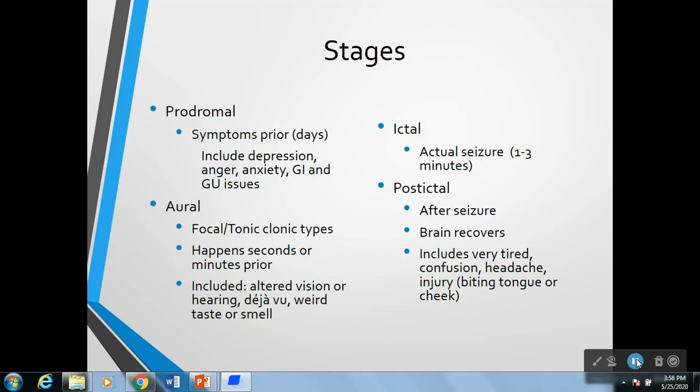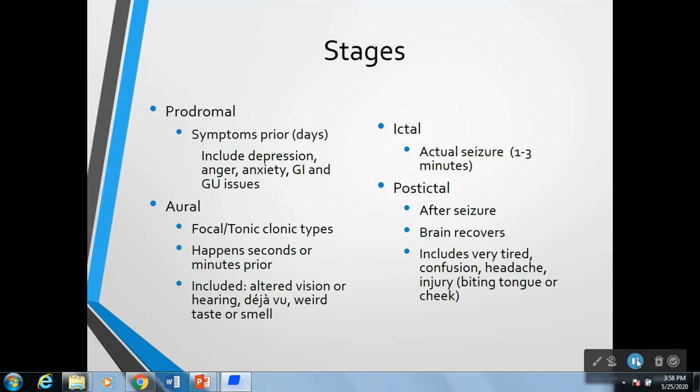Let's talk about the different stages of seizures. You have the prodromal, which is prior to a seizure. You have the aural, which also is prior. You have the ictal, which is during the seizure. And you have the post-ictal, which is after. For prodromal, these are symptoms that usually happen before the seizure, even days before. They can include depression, anger, anxiety, GI or GU issues.